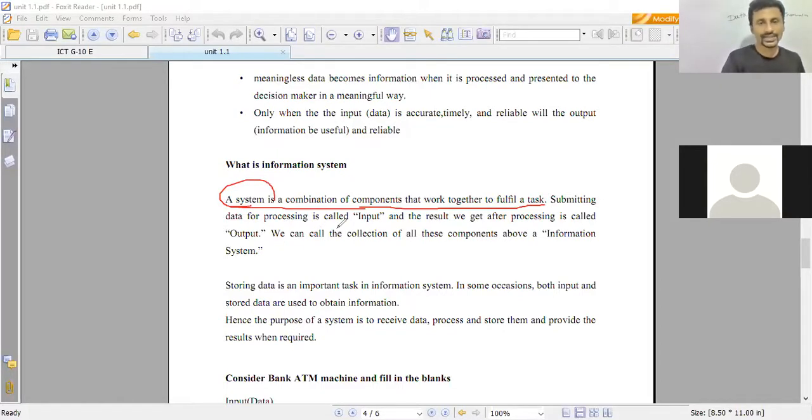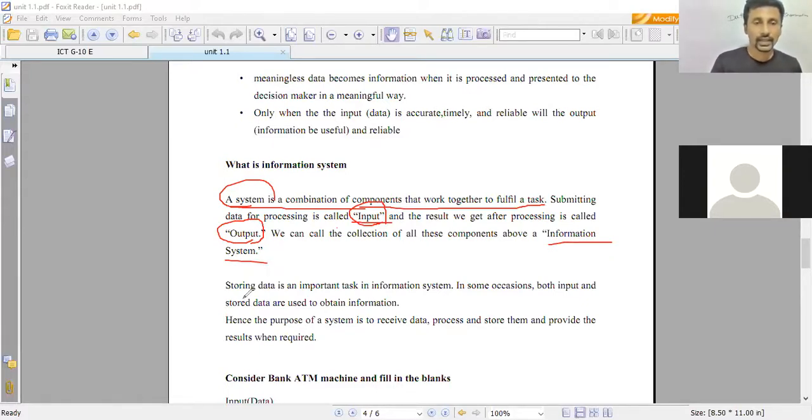Submitting data for processing is called input. Now we discuss data process. You get information. So what you input is data. What you enter into the system is data. And the result we get after processing is called output. So in our system, we got information, right? So information is the output. We can call the collection of all these components an information system. Now, we have data. After processing, we get information. So this whole thing is called information system.